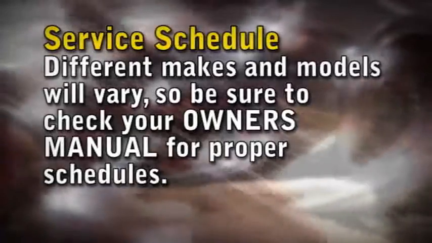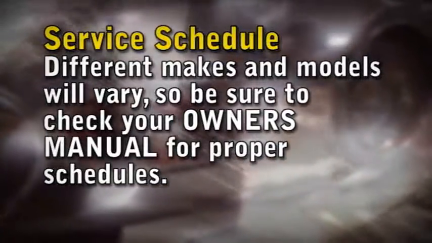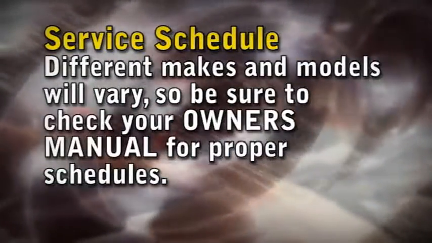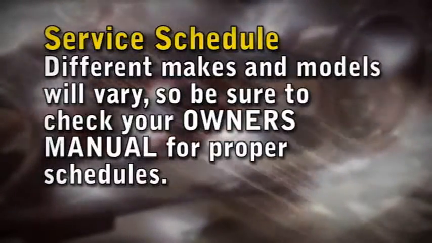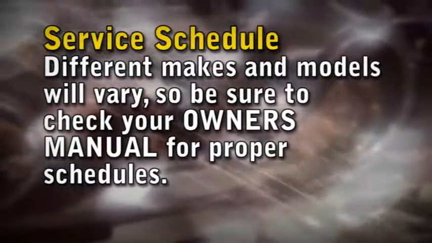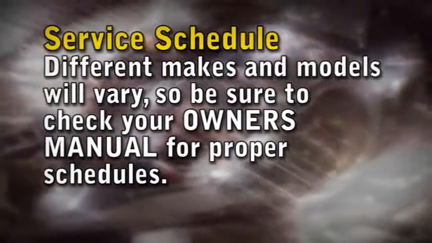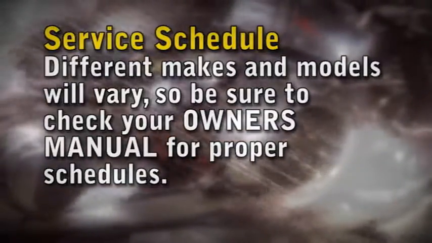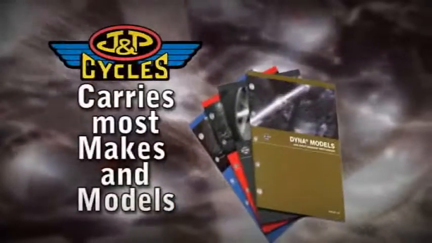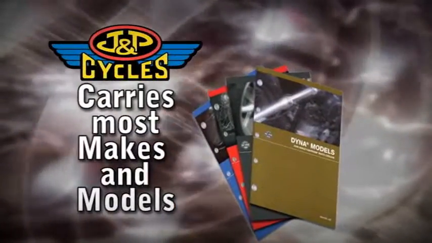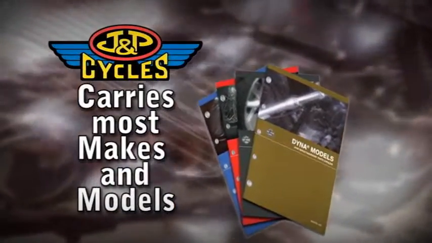Different makes and models will vary in the schedule and servicing. For example, many metric cruisers will share the same oil in the transmission and the primary. Consult your owner's manual before changing your fluids. J&P Cycles carries a wide selection of factory and aftermarket service manuals for most makes and models, if you have any questions.